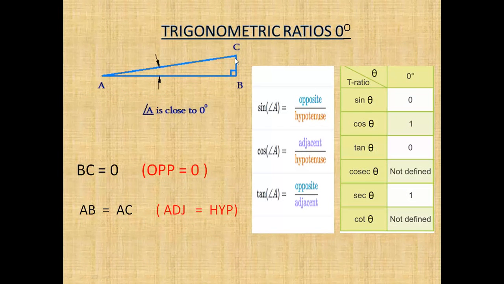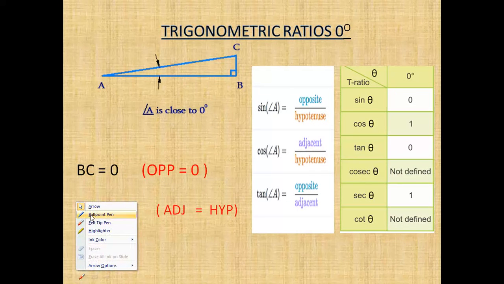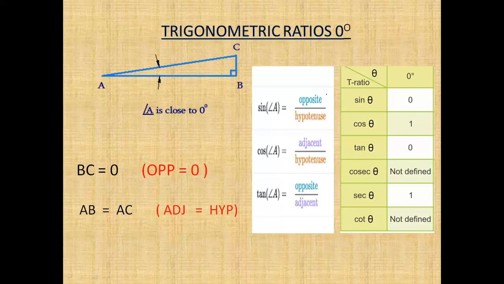That means here the opposite side becomes 0 and the adjacent side is equal to the hypotenuse. On this basis, we have to find sine 0 degrees. Sine means opposite by hypotenuse. The opposite side is equal to 0. 0 by anything, how much? 0. So sine 0 is equal to 0. Cos is equal to adjacent by hypotenuse. Both are equal, so when they cancel, the answer is 1.